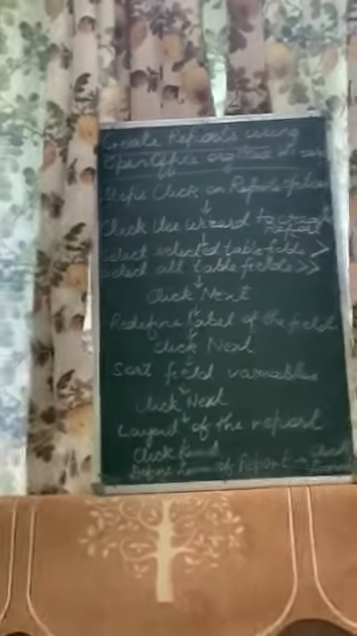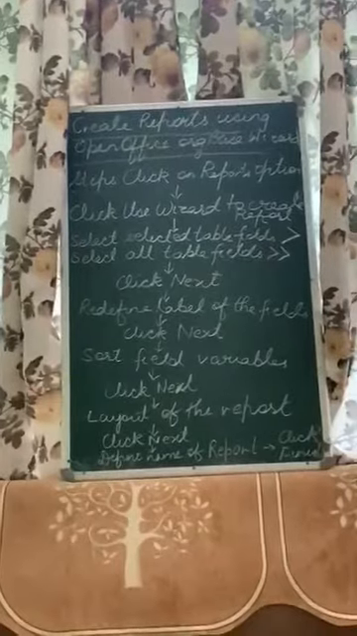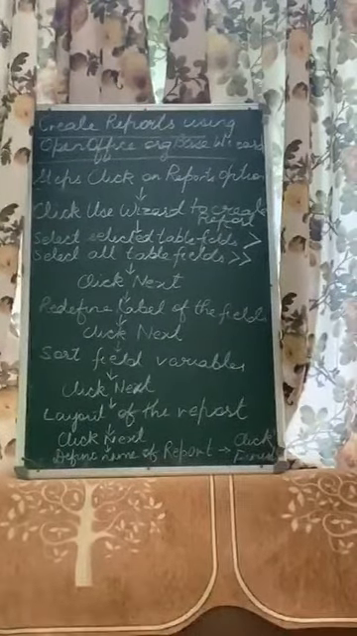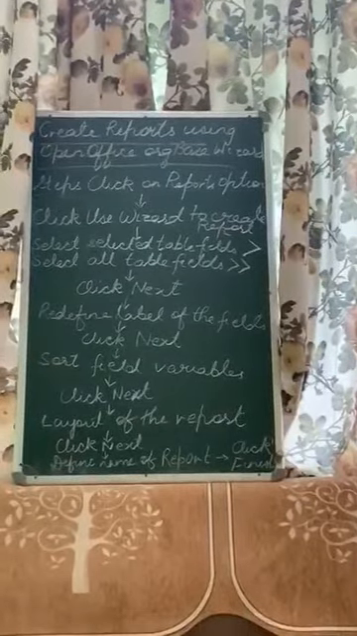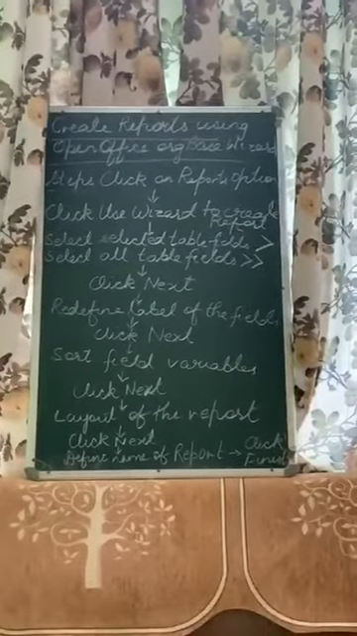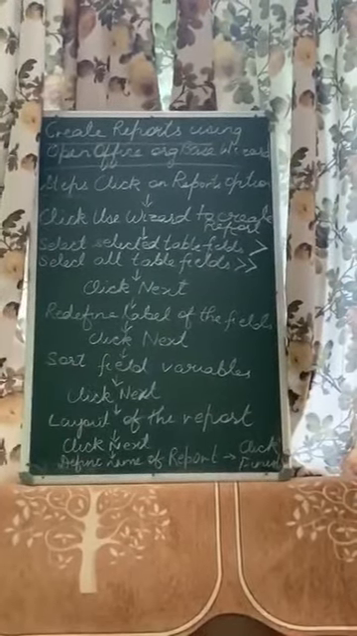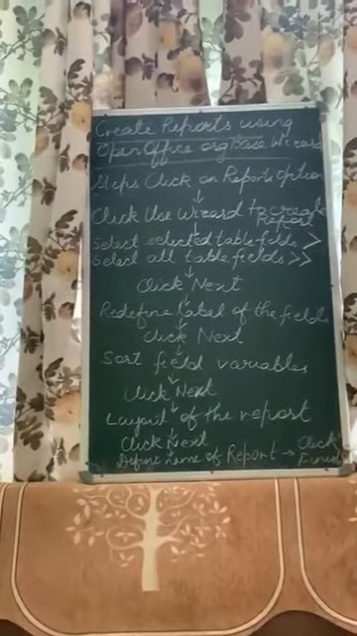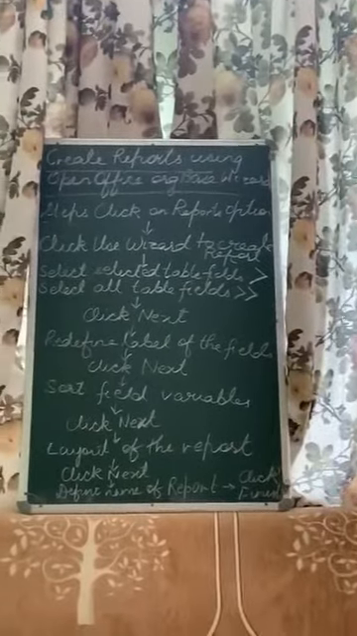Now what will happen? You will see all the fields of the table displayed. If you want selected table fields, you will click on the single greater than button, and if you want all the table fields in the report, you will click on the double greater than button. Whatever is the case, you click on it, then you click next.